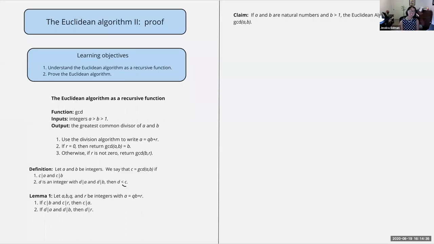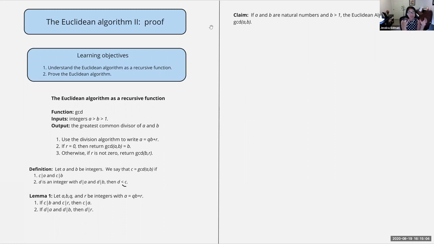Okay, in this video, I want to talk more about the Euclidean algorithm and to actually prove that it's correct. So the two learning objectives: I'm going to recast the Euclidean algorithm as a recursive function explicitly, and I want you to understand how that might work, if you're seeing recursive functions in computer science. And then I want to prove the correctness of the Euclidean algorithm, okay?